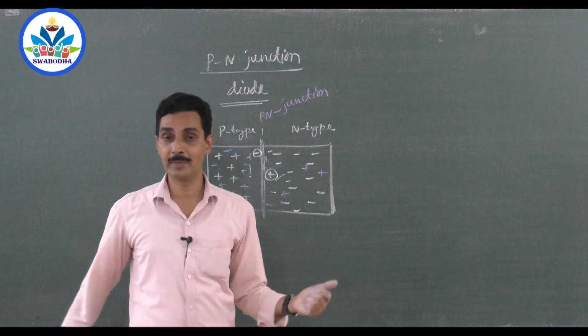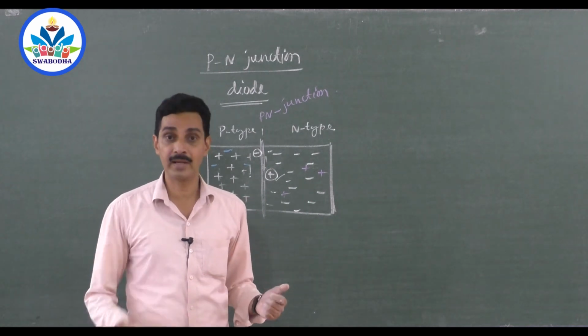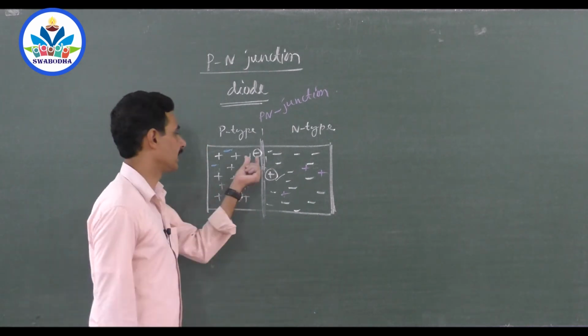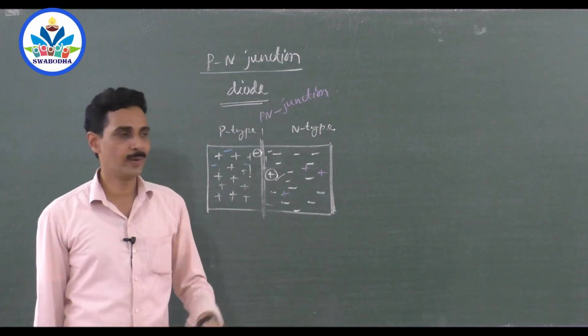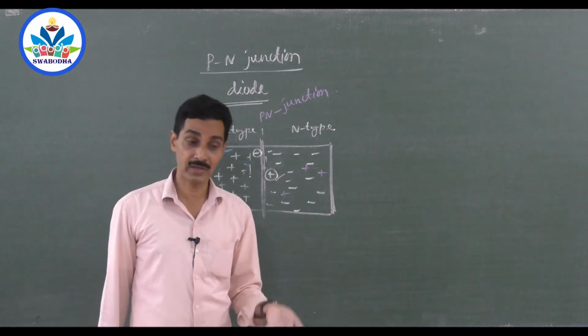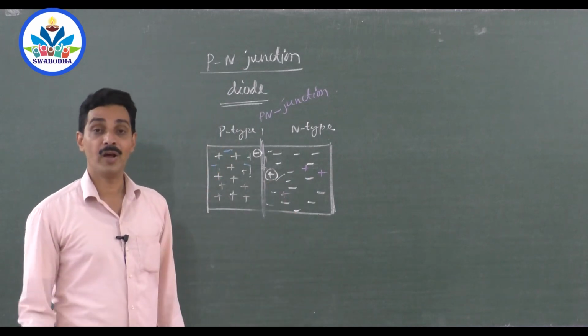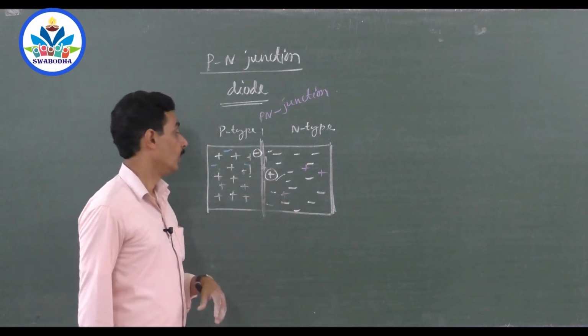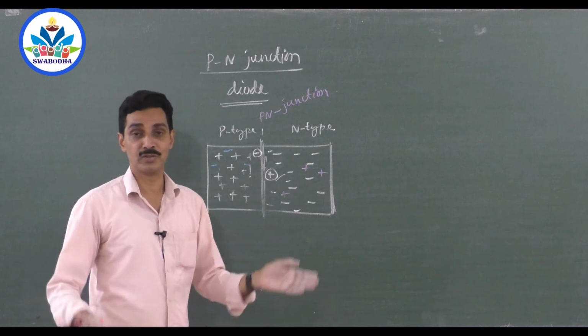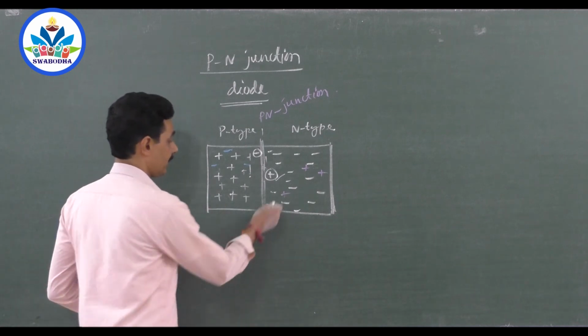Now it looks into the neighbors. It says, oh, all the bonds are completed. Some electron has come. Boron has become a negatively charged ion because it has got 1 excess electron. Phosphorus has lost that electron. So this exchange continues. 1 electron has come.